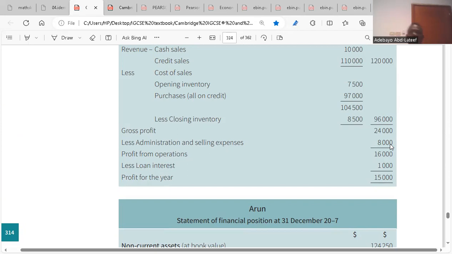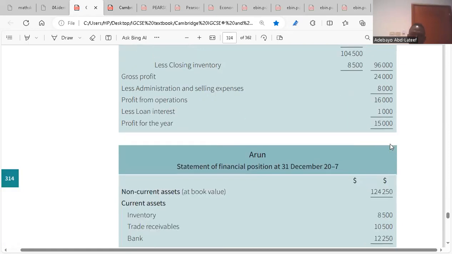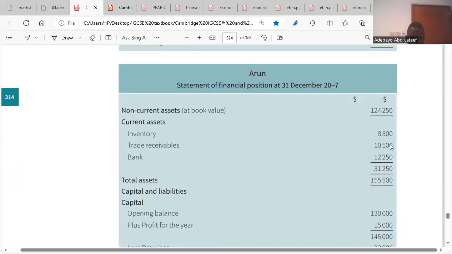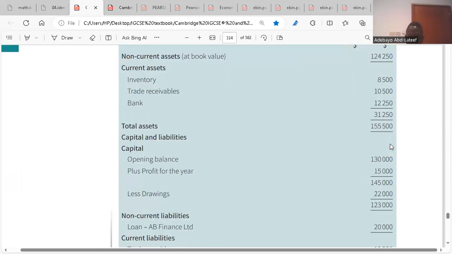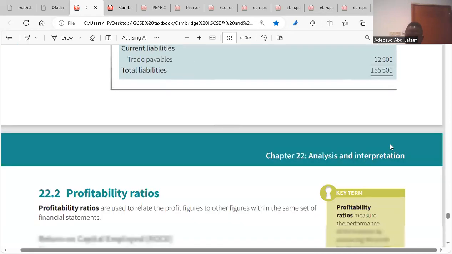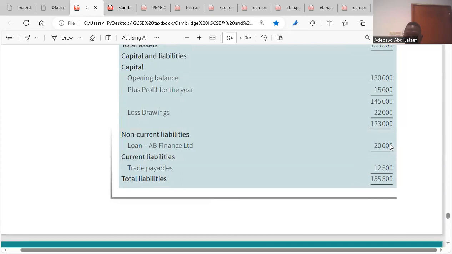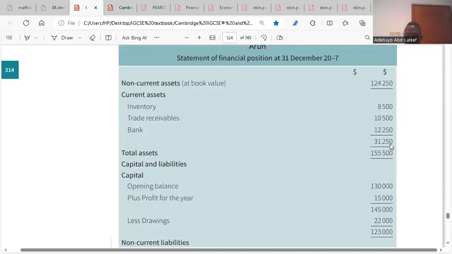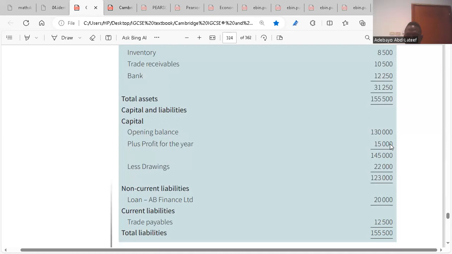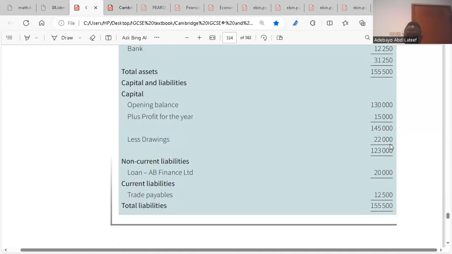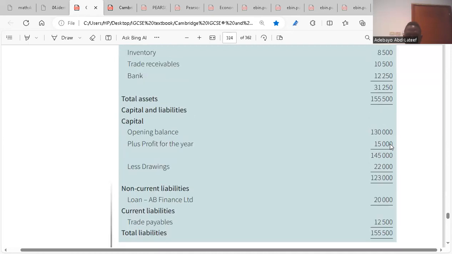So profit for the year before interest divided by capital employed multiplied by 100, right? Profit for the year before interest is 16,000. Our capital employed is, let's see, how much here? What's the difference here? What do we have? The total of capital without the profit of the year. That's it.